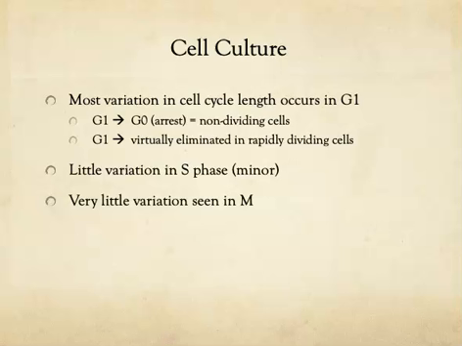Neurons do not divide. Muscle fibers do not divide. So what happens in those cells is that from G1, they simply go into G0. They simply arrest. They stop dividing. There are other cells that divide so rapidly that the G1 becomes essentially shorter than you can imagine, virtually eliminating it.